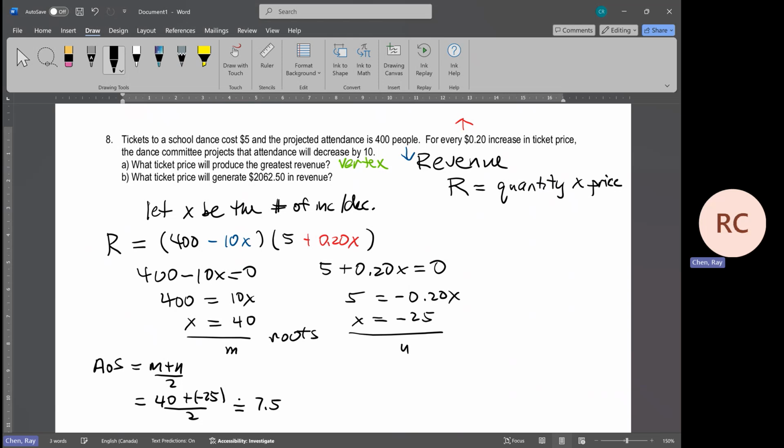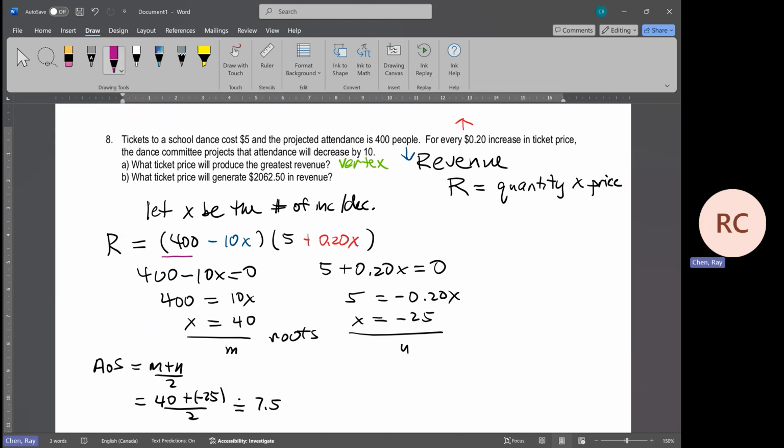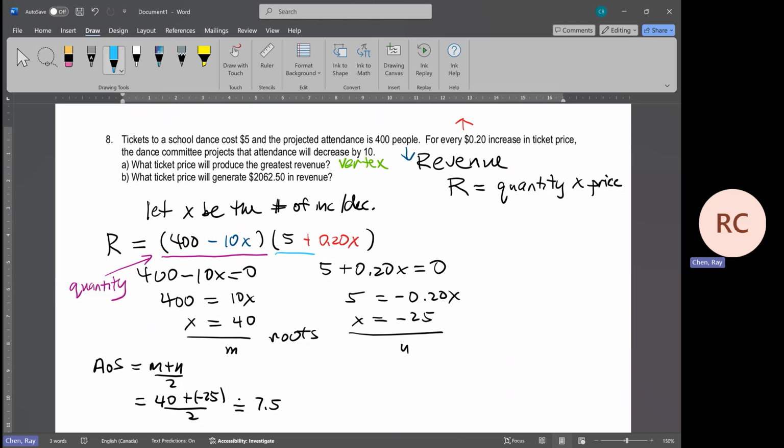Nothing wrong with this. However, this is not the answer. What we're trying to figure out is the ticket price. To help everyone out, notice this 400 minus 10x, which I'm underlining in purple, represents the quantity. Notice what I'm underlining in light blue, this 5 plus 0.2x, represents the price. So it's asking, what is the ticket price that will produce the greatest revenue?